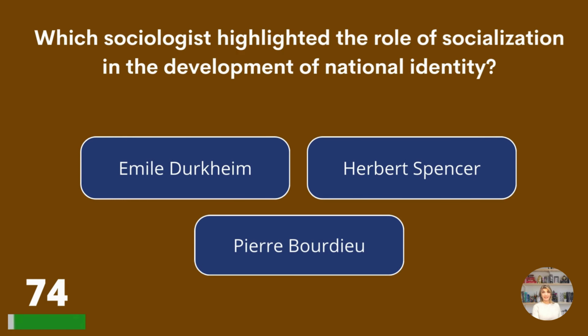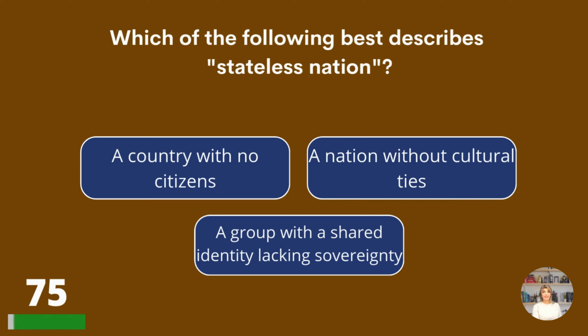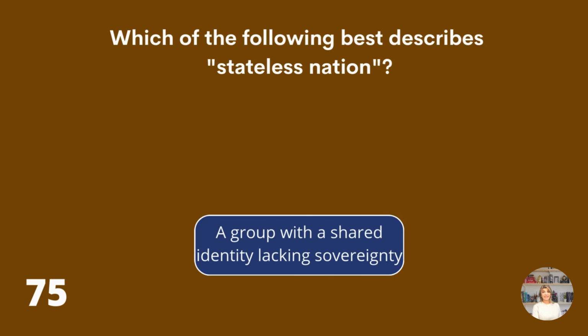Which sociologists highlighted the role of socialization in the development of a national identity? Emile Durkheim, Herbert Spencer, or Pierre Bourdieu? Emile Durkheim. Which of the following best describes stateless nation? A country with no citizens, a nation without cultural ties, or a group with a shared identity lacking sovereignty? A group with a shared identity lacking sovereignty.